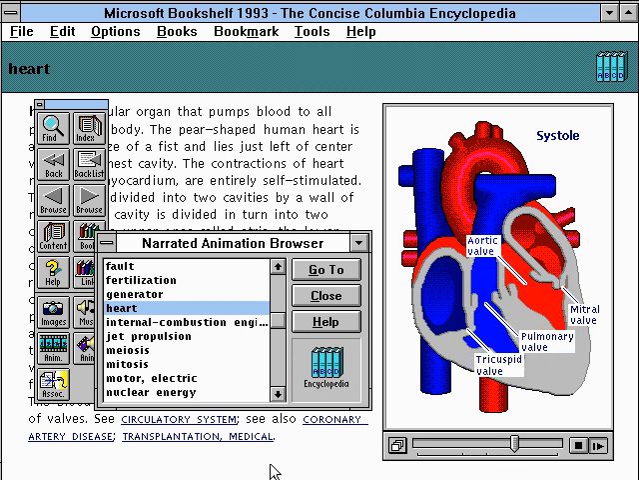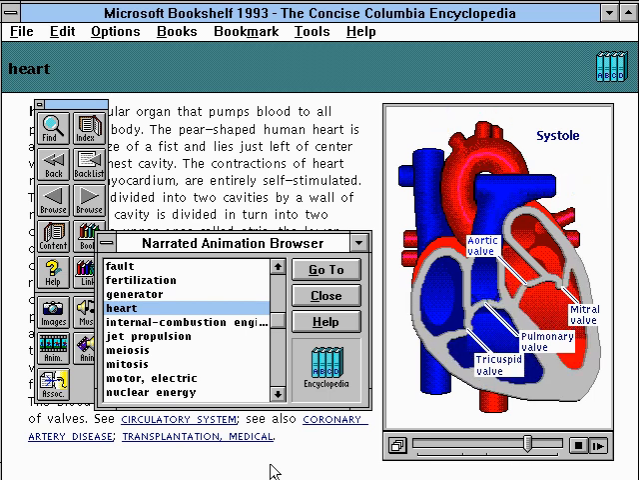The mitral and tricuspid valves close, the aortic and pulmonary valves are forced open, and blood pushes out into the arteries. Then the heart relaxes, the aortic and pulmonary valves close, and diastole starts again.